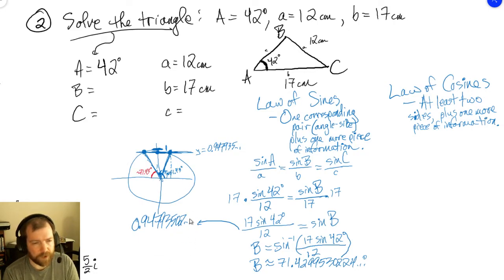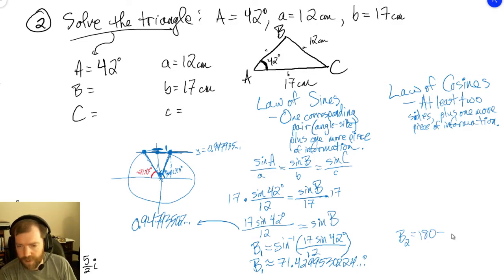So if that's the supplementary angle, then that means that the secondary angle on this side, the obtuse angle, is going to be 180 minus that. So this is actually just B1. B2 is going to be equal to 180 degrees minus the inverse sine of 17 sine of 42 degrees over 12.